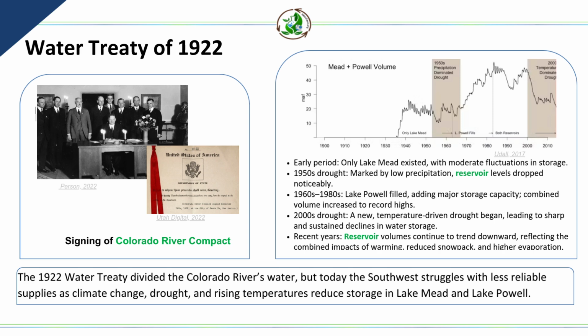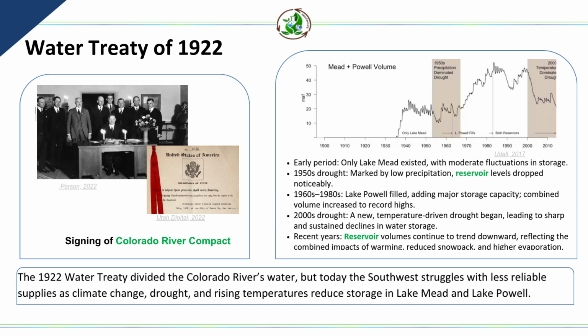In the early period, only Lake Mead existed and water levels went up and down moderately. Then came the 1950s drought. Low rainfall caused reservoir levels to drop noticeably. Between the 1960s and 1980s, Lake Powell was built, adding a lot of storage. Together, these reservoirs reached record high water volumes.